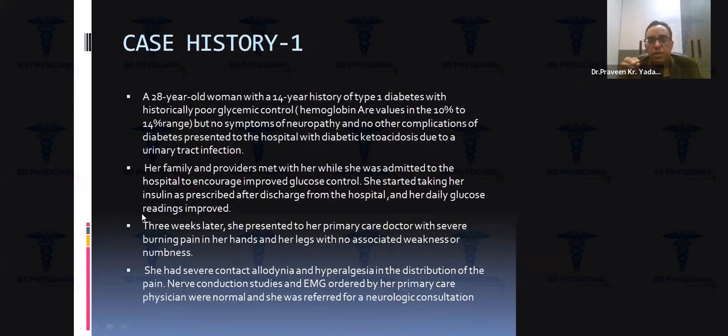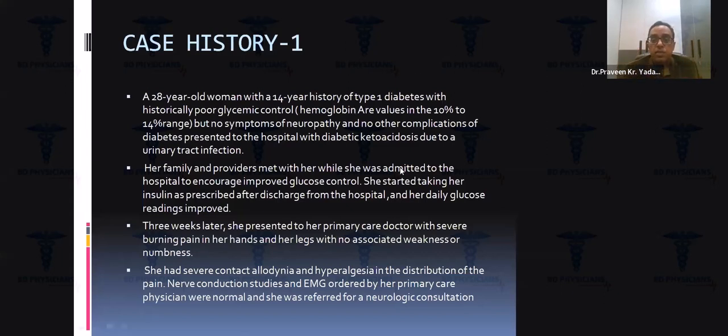Now I'll just have a brief case report. So this will tell a type of neuropathy which can occur in diabetes. This is a 28-year-old lady with a 14-year history of type 1 diabetes with poorly controlled sugars, with an HbA1c level of around 10 to 14%. So it's quite a high HbA1c level, but there were no symptoms of neuropathy. The patient had no other symptoms, no burning sensation, no tingling, paresthesia, nothing suggestive of a neuropathy.